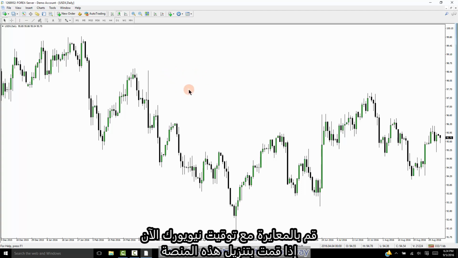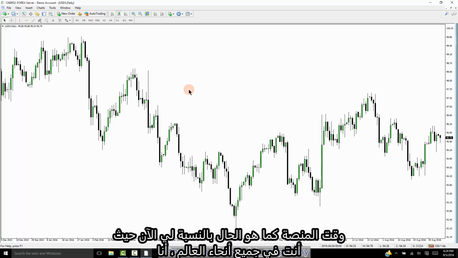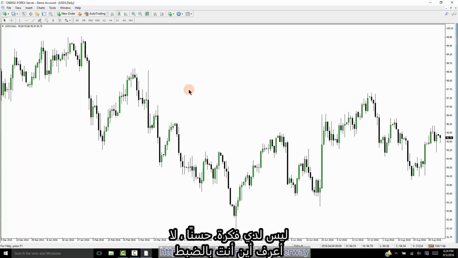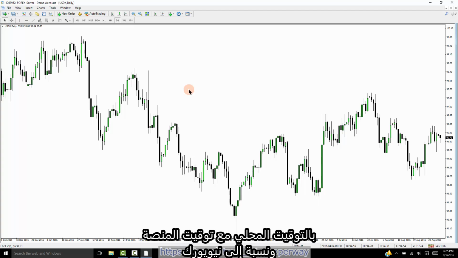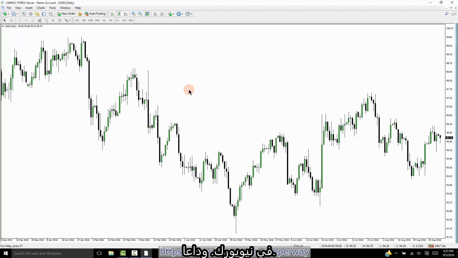Now, if you download this platform for demo account trading, it's going to be the same exact platform time as mine. Where you are around the globe, I have no idea. I don't know exactly where you're located, and your time zone is going to be different than what this platform is. It does not matter. What you're concerned about is you want to calibrate your local time with the platform time and relative to New York time. So what you need to do is know always what time it is in New York.